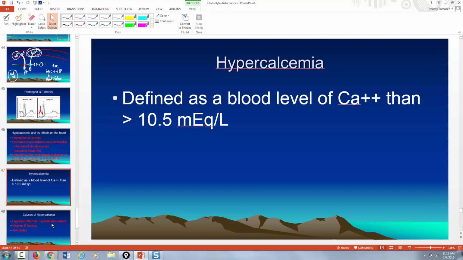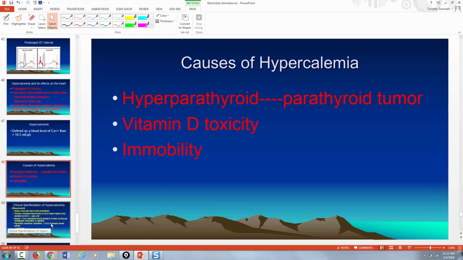Alright. The most common cause of hypercalcemia is hyperparathyroidism or a parathyroid tumor. Vitamin D toxicity, taking too much vitamin D, and immobility, right? So watch. When muscles aren't used, bones thin. They develop osteoporosis. That's why the elderly develop osteoporosis. A lot of them are very immobile, right?